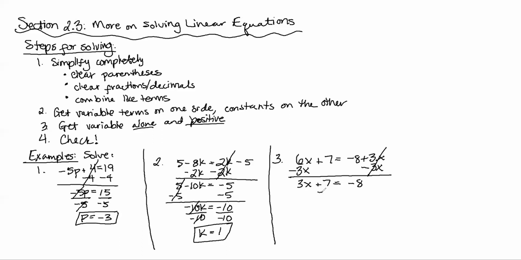So opposite of addition is subtraction. So subtract 7 from both sides. Those cancel. And we're left with 3x equals -8 minus 7 is -15. And then finally 3 times x, so we divide by 3. And then the 3's cancel, and we're left with x equals -5.